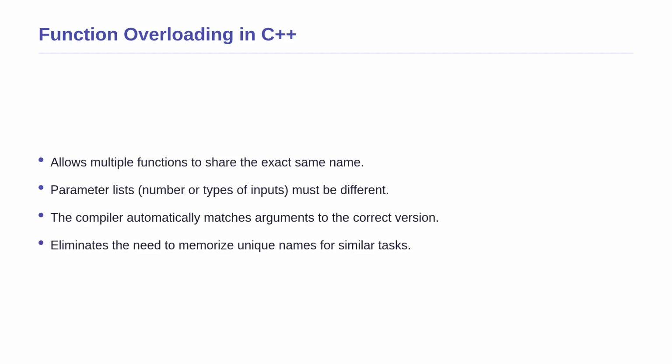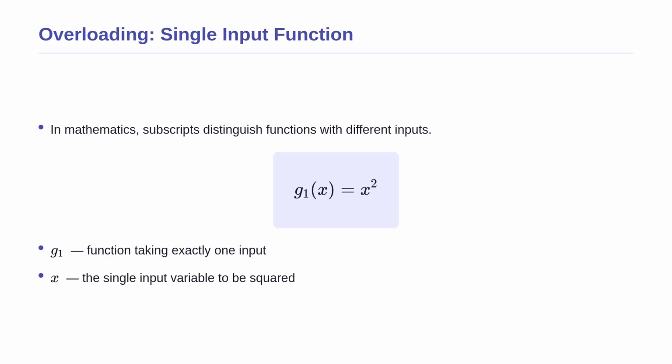Another major feature unique to C++ is function overloading. In standard C, every single function must have a completely unique name, which gets frustrating. Overloading allows you to create multiple functions that share the exact same name. The only strict requirement is that their parameter lists, meaning the number or types of their inputs, must be different. The compiler acts like a smart traffic cop. It looks at the arguments you provide during the function call and automatically directs the data to the correct version of the function. To understand how the compiler acts as a traffic cop, let us look at mathematical notation.